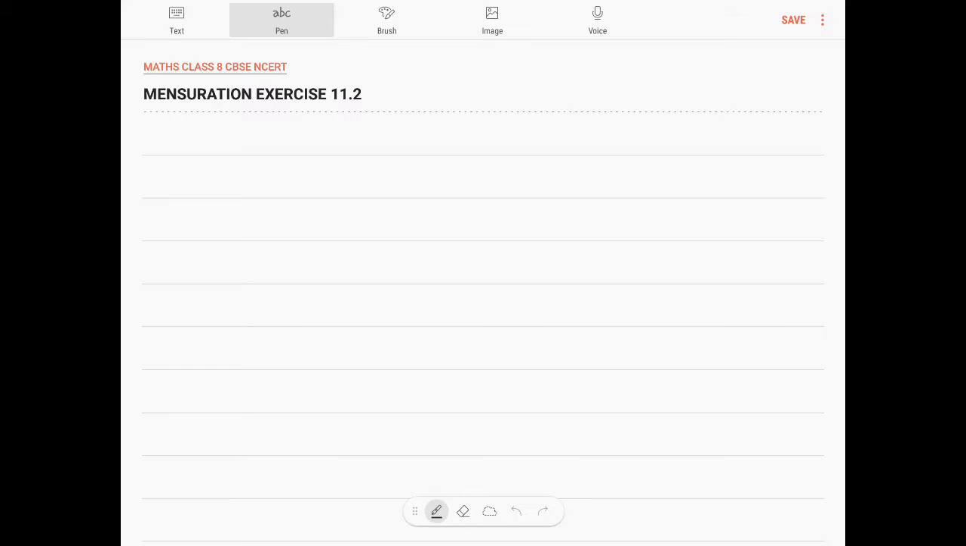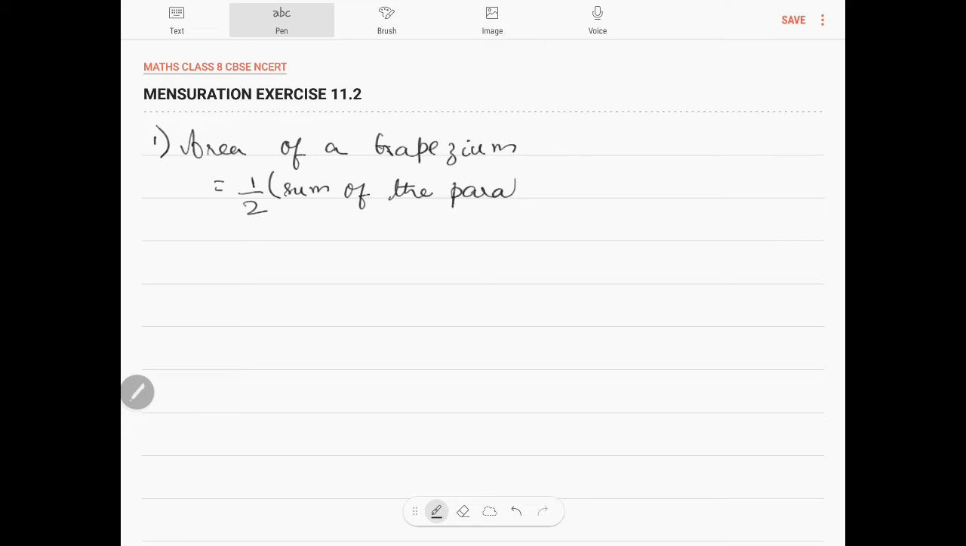Let's look into the topic mensuration of class 8, exercise 11.2. Before that, we'll just look into some of the formulae. Number 1, the area of a trapezium is equal to half into sum of the parallel sides into height. That is, if you have a trapezium like this, if this is side A, side B, and this is H, so it is half into A plus B into H.